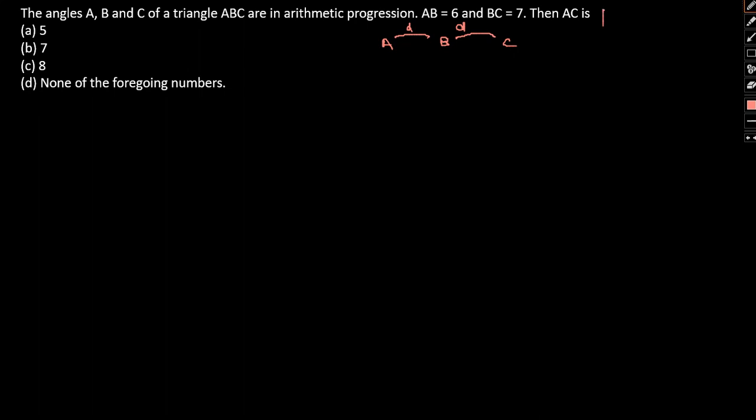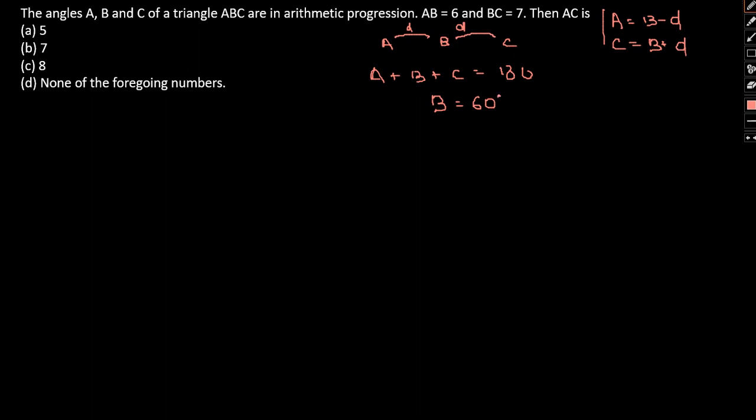So we can do one thing. We can actually represent A in terms of B. Let A be B minus D and C be B plus D, since they are in arithmetic progression. Therefore A plus B plus C equal to 180. If we substitute the same over here, it will be 3B, the D cancels, so B comes out to be 60 degree.